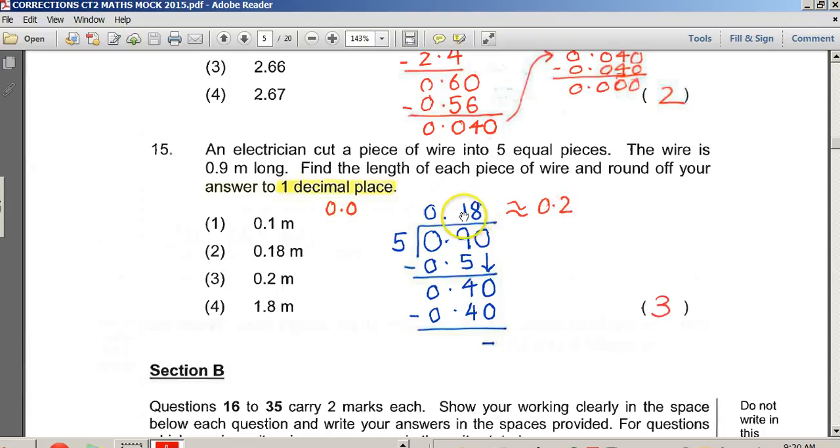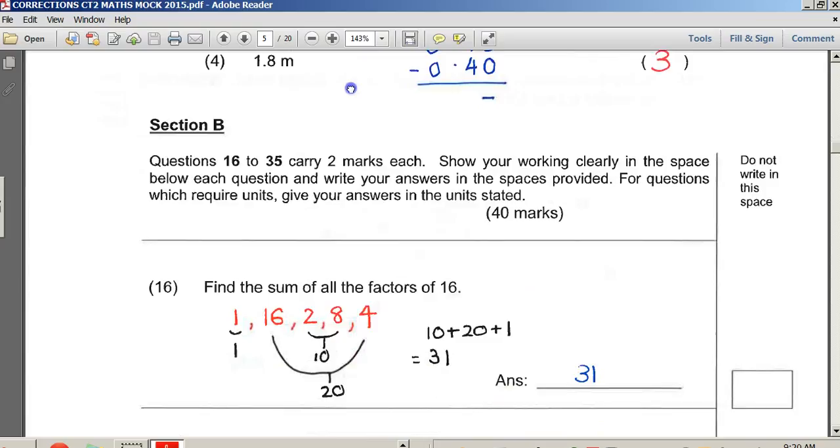So 0.18 is nearest to 0.2. Okay, so your answer is 0.2 here. Be careful, 1 decimal place does not mean this. This is 2 decimal places. Right, let's carry on with section B.